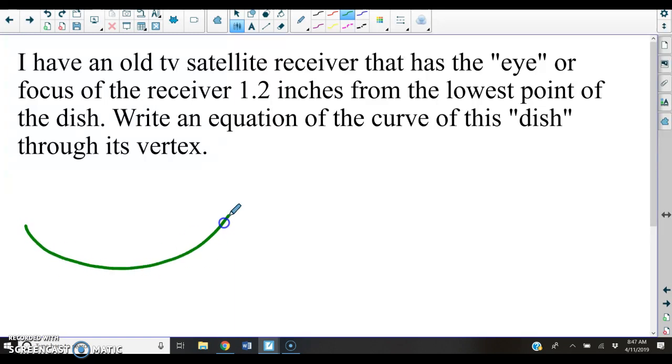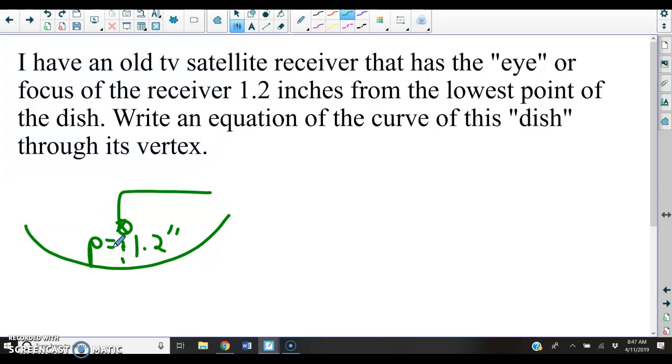So here's my satellite dish shape, and the eye of the receiver is 1.2 inches from the dish itself. Okay, well, they always put that eye at the focus. So really, they're telling me, I'm telling you, that the distance from the vertex to the focus is 1.2 inches.